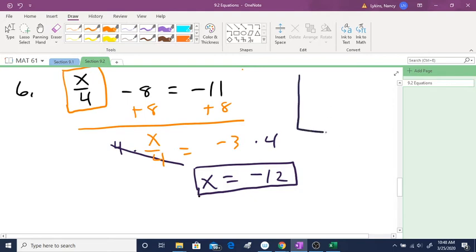I want to do one of these because I want to check your answers since it's got a fraction in. So I'm going to put negative 12 in for x over 4 minus 8 equals minus 11. 4 goes into negative 12 negative 3 times. Negative 3 minus 8 equals negative 11. If you owe me 3 and owe me 8, you owe me 11. So it's negative 11 equals negative 11, and that is a true statement.